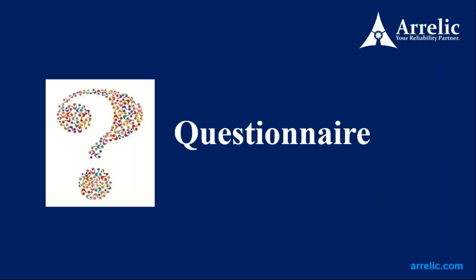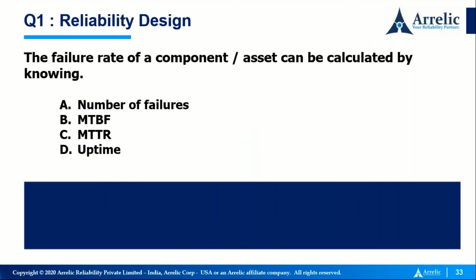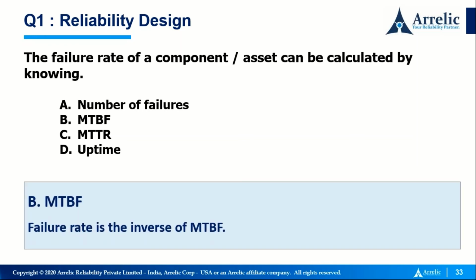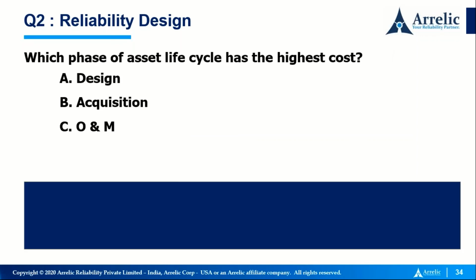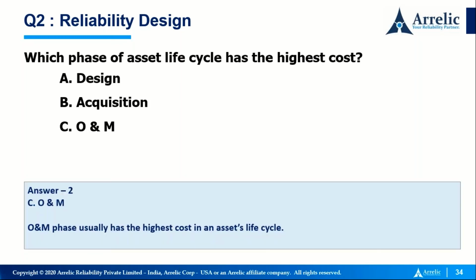That brings us to the end of our presentation. We'll go quickly over some questions, starting with the first one. Failure rate of a component or asset can be calculated by knowing, of course, the MTBF, and the failure rate is the inverse of MTBF. Next question, which phase of asset life cycle has the highest cost? If you remember, the big mountain was under operation and maintenance.